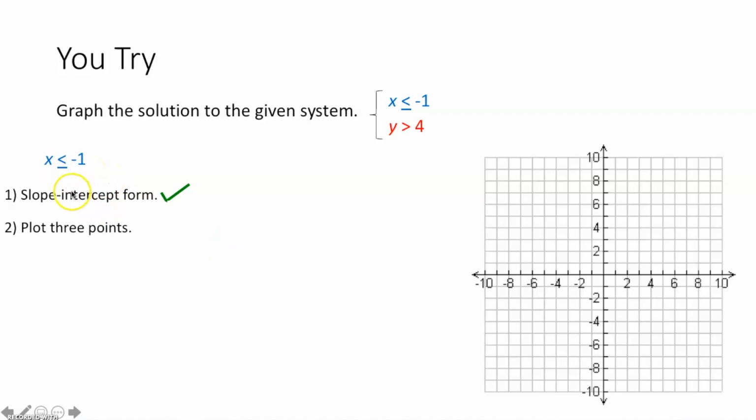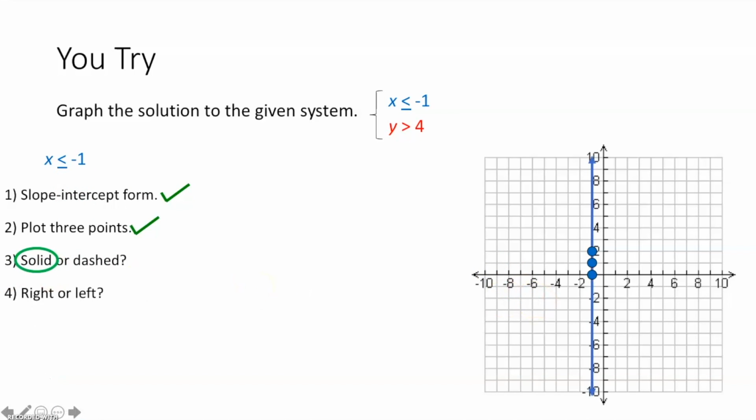So when we plot our vertical line, we're going to use closed circles because there's an equal sign here, and we go to x equals -1, and we're going to put 3 points for the vertical line x equals -1. So how about at (-1, 0), (-1, 1), (-1, 2). Got our 3 points. Next, we're going to decide solid or dashed line. There's an equal sign here, so it's going to be a solid line going through those 3 points.